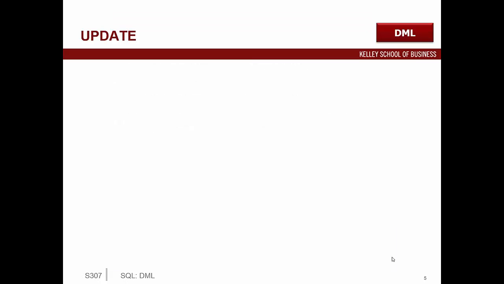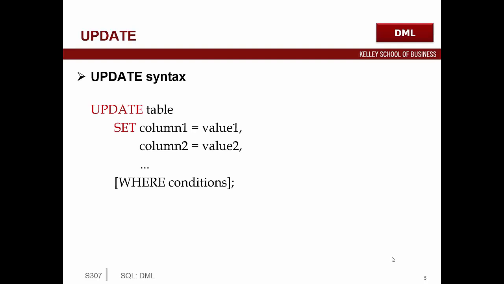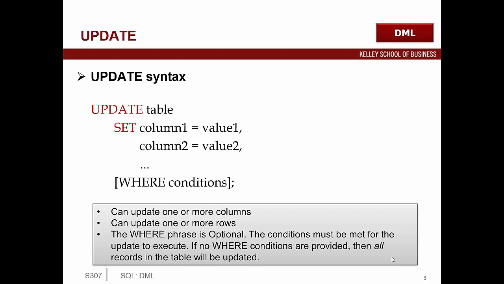The second DML command is update. The SQL update statement is used to update existing records in the tables. Okay? And you can use the update command to update one row or multiple rows. You can also use it to update one column or multiple columns at the same time.